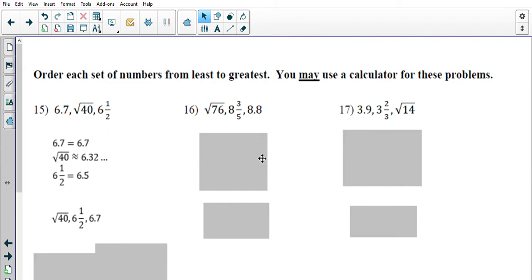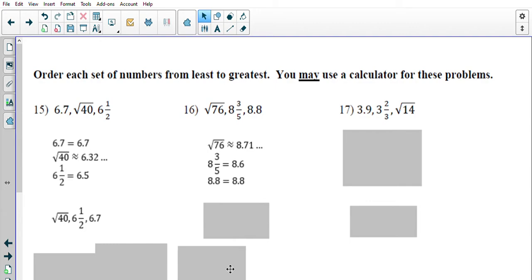Number 16, I have square root of 76, 8 3/5, and 8.8. So square root of 76 is about 8.71 if I plug it into my calculator. 8 3/5 is 8.6. And you might be thinking, how did you know that? I did 3 divided by 5 to get 0.6 and put that together to get 8.6. Or maybe you know that 8 3/5 is 8 6/10. That's fine too. 8.8 is equivalent to 8.8.